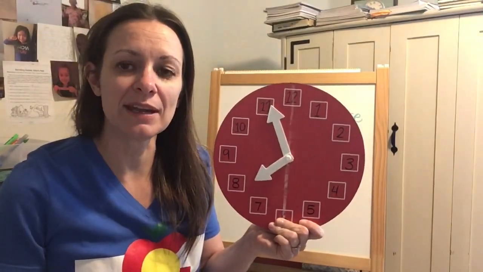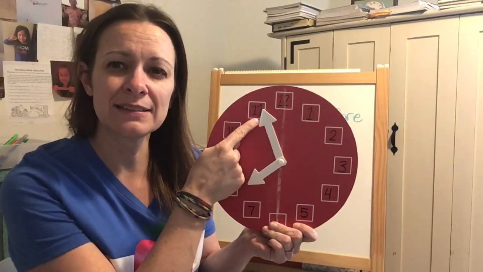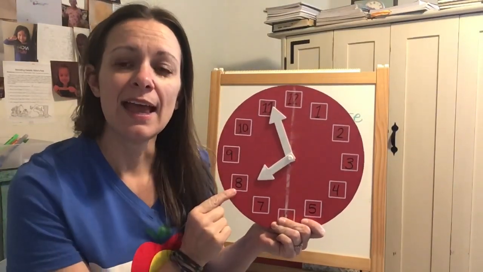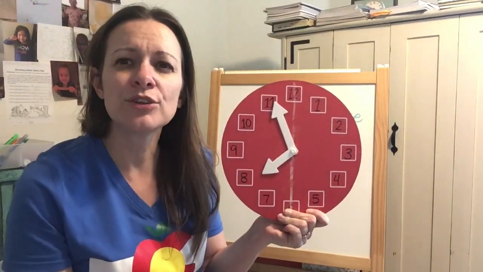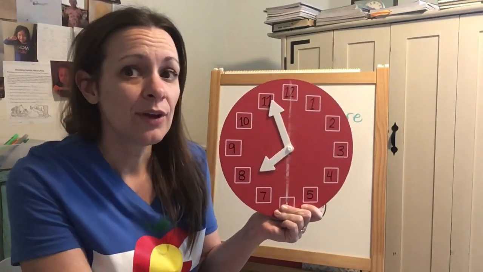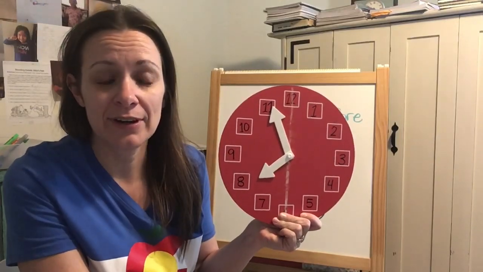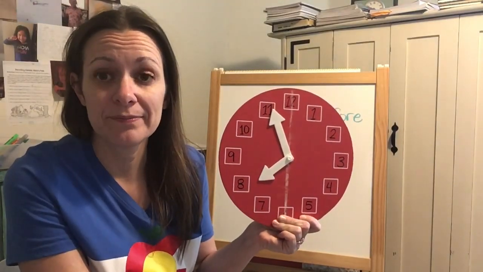Let's take a look at another one. Take a look at where the big hand is. It's not quite to the 12 yet, and our little hand isn't quite to the 8 yet. So is it a little bit before, or is it a little bit after? And what time would it be? What do you think?